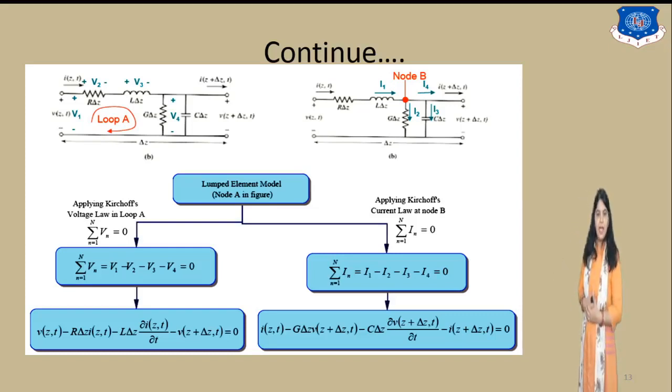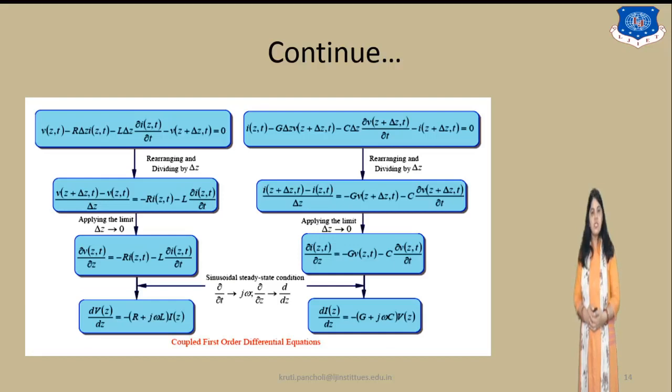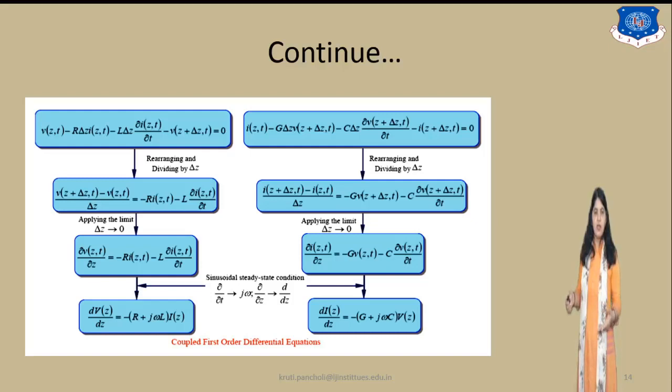Similarly, for this we can apply that it is I(z,t) minus G delta z V(z plus delta z, t) minus C delta z delta V(z plus delta z, t) upon delta t minus I(z plus delta z, t) is equal to 0. Now, again simplifying this equation and rearranging and dividing by delta z of the above equation.